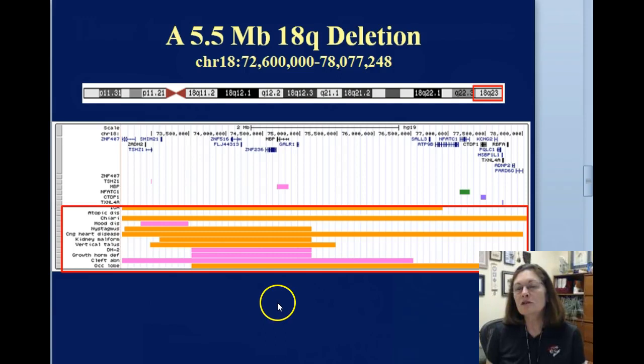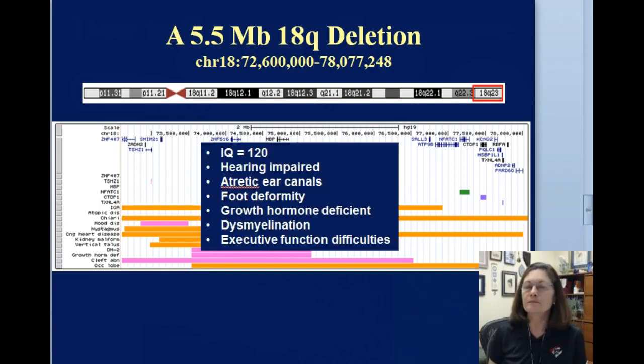The regions associated with a problem in more than 50% of people are shown in pink. Again, you can click on any of these to determine what they are. So here's mood disorders right here. We have delayed myelination, growth hormone deficiency, and palate abnormality. And as I said, you can click on those and learn more about it and see the references, the scientific citations we use to determine that.